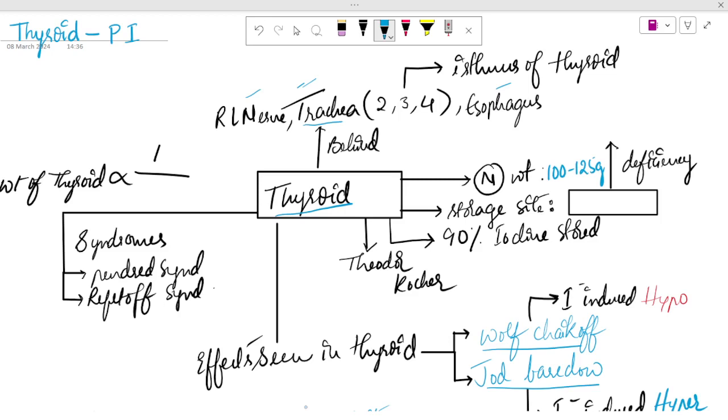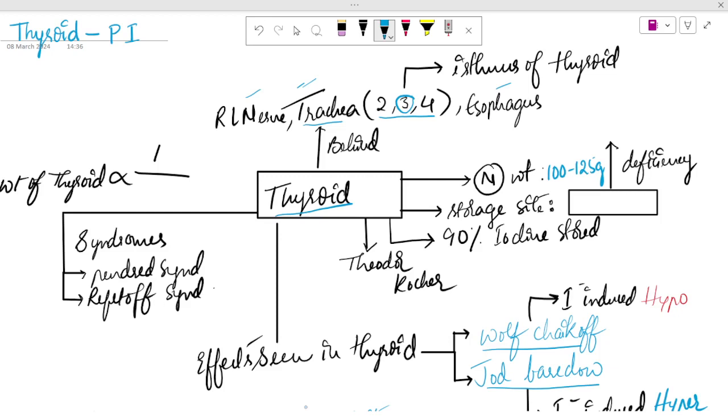Now, what are the rings of trachea that are parallel to the thyroid level? The rings of trachea that are parallel to the thyroid level are the second ring, third ring, and the fourth ring. But the most important ring is the third ring, which is related to the isthmus of the thyroid. The third ring of the trachea is located parallel to the isthmus of the thyroid.